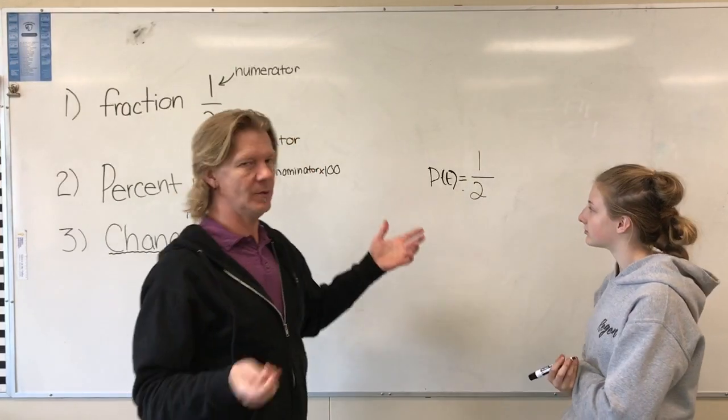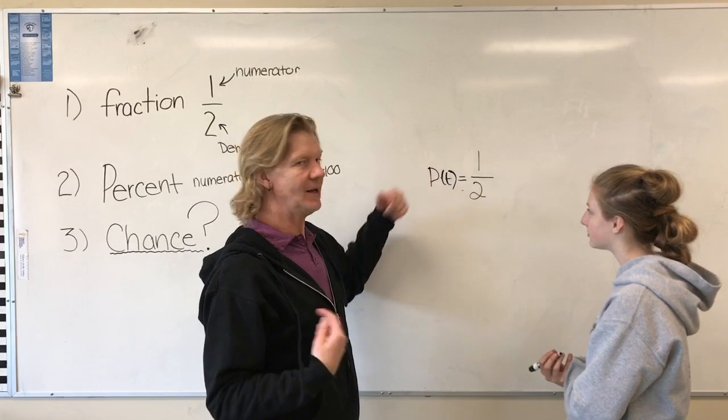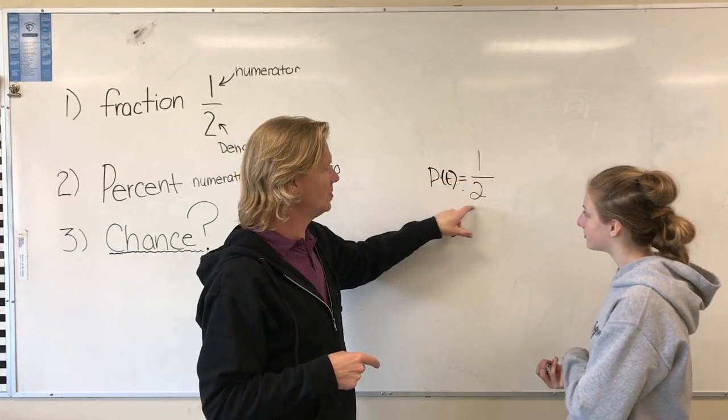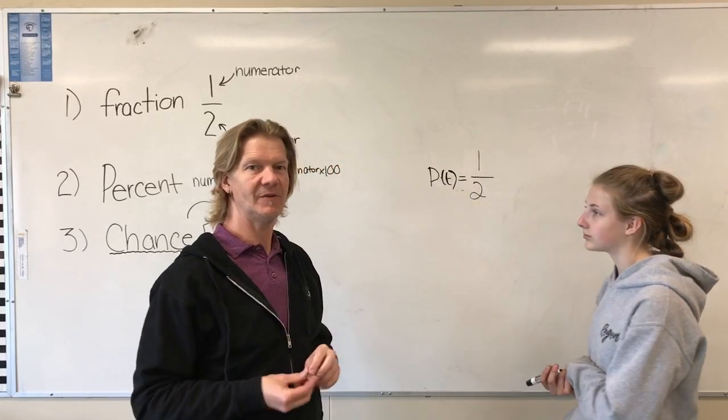Now we know this probably, or you may or may not. If you don't, it's really easy. To make this into a percent, on your calculator, 1 divided by 2 times 100, and you'd get 50%. So the probability of tails is 50%.